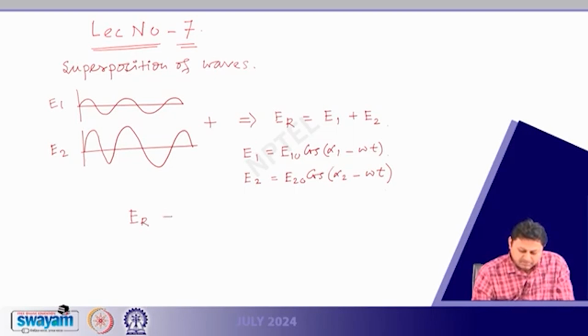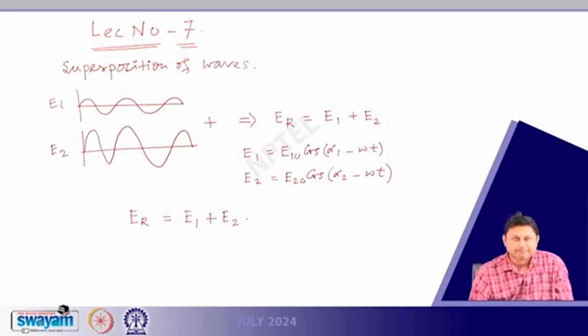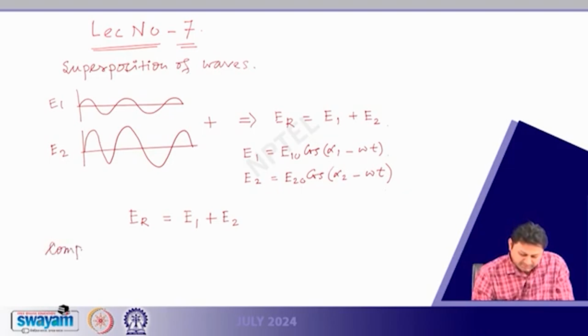So ER, if I add these two, then we figure out the value of ER, and we find there is a phase term and we calculated it in detail in the last class. I'm not going to do all the calculation again. Here what we are going to do is use the complex notation. We will do the same thing but using the complex notation. That may be useful in a few cases.